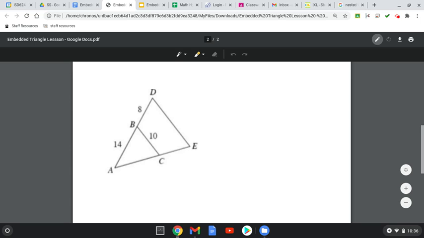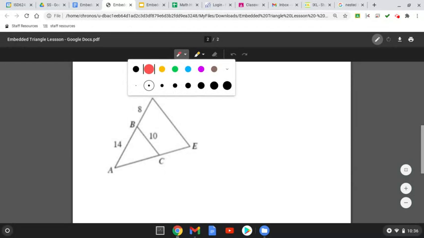Hey guys, we're going to be looking at embedded triangles today and using scale factor to find a missing side. So an embedded triangle is where there's one triangle inside of another. So when you're doing these problems, your very first job is to redraw both of those triangles.